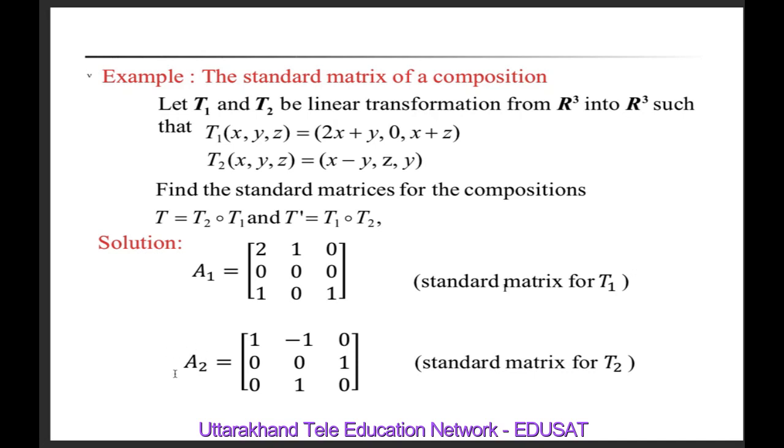Similarly, we can write the standard matrix for T2. In the first vector, the coefficient of x is 1, coefficient of y is minus 1, coefficient of z is 0. So 1, minus 1, 0. In the second vector, the coefficient of x is 0, y is 0, z is 1. So 0, 0, 1. In the third vector, the coefficient of x is 0, coefficient of y is 1, coefficient of z is 0. So 0, 1, 0. So this is the standard matrix for T2. Now we will find the standard matrices for T2 of T1 and T1 of T2.